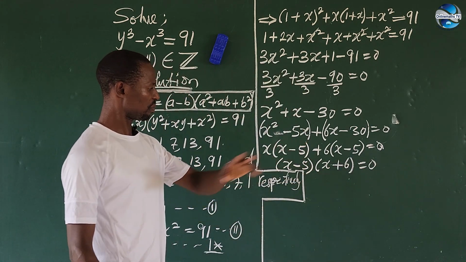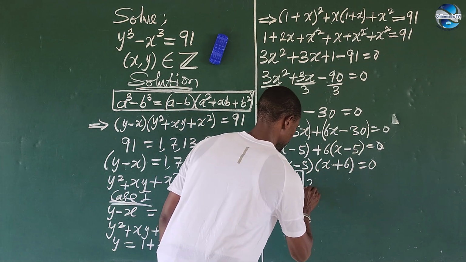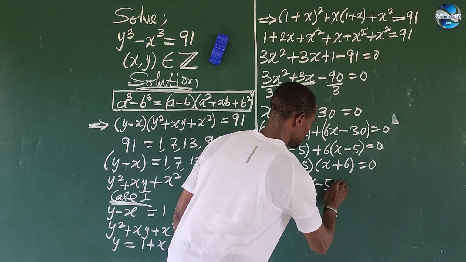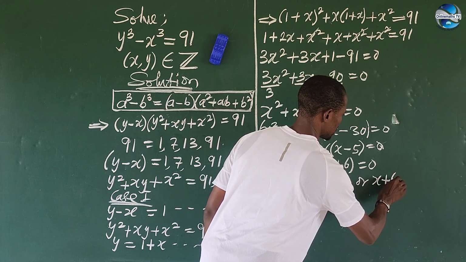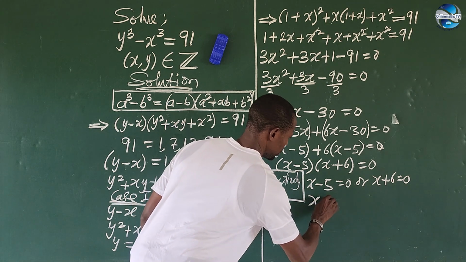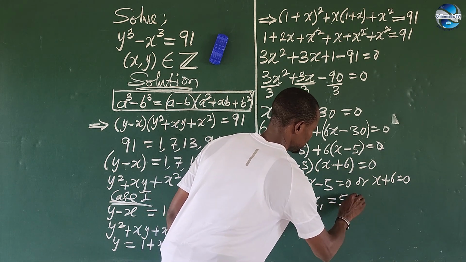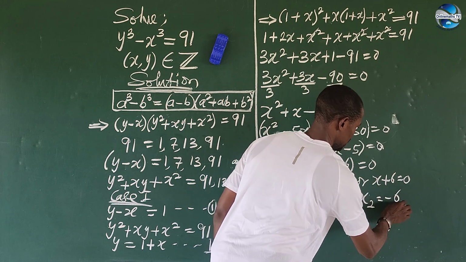So if we apply the zero product rule, we can equate this to 0 and equate this to 0. So we're going to have x minus 5 equal to 0, or x plus 6 equal to 0. So we end up having x1 equal to 5 and x2 equal to minus 6.